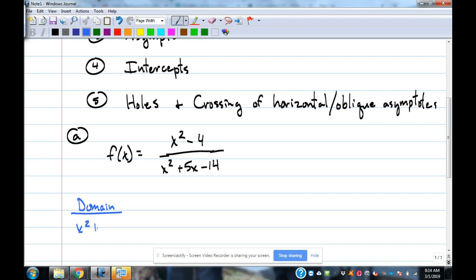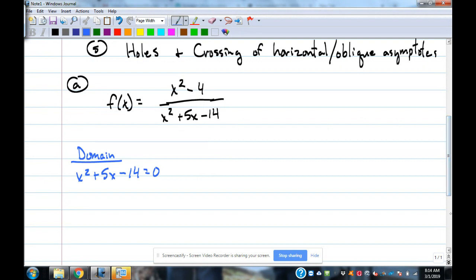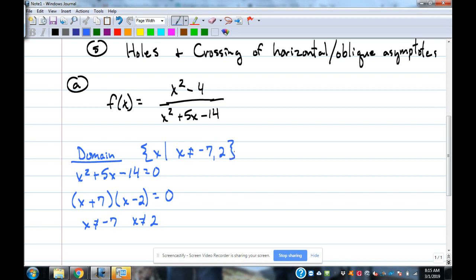All right, so x squared plus 5x minus 14 equals 0. We'll try to factor that. And what are the factors for that one? 7 and negative 2, so x plus 7, x minus 2. And that tells us that x can't be negative 7, x can't be positive 2. So domain: all x's as long as x does not equal negative 7 or 2. There's our domain. Easy enough.